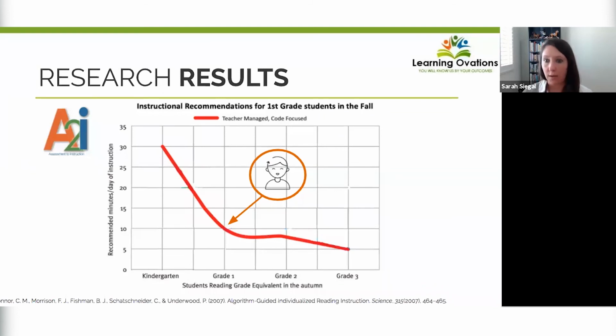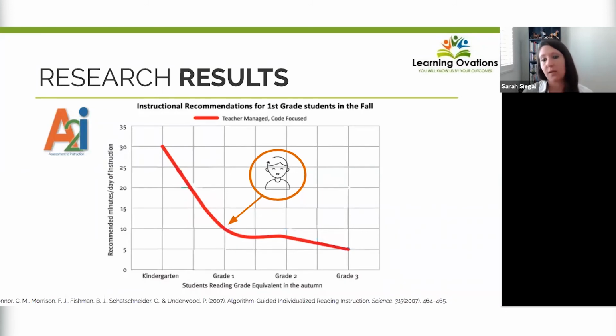So here's just one kind of simplified example. This red line represents the amount of time a student entering a first grade classroom needs to spend on teacher-managed code-focused instruction. So when we say code-focused, we mean anything that has to do with phonics, decoding, turning those sounds and letters into actual words that they're reading. And so the x-axis here demonstrates where a student's reading ability might actually be. Even though this is a first grade classroom, you might be entering at a kindergarten level, at a second grade reading level, and anywhere in between.